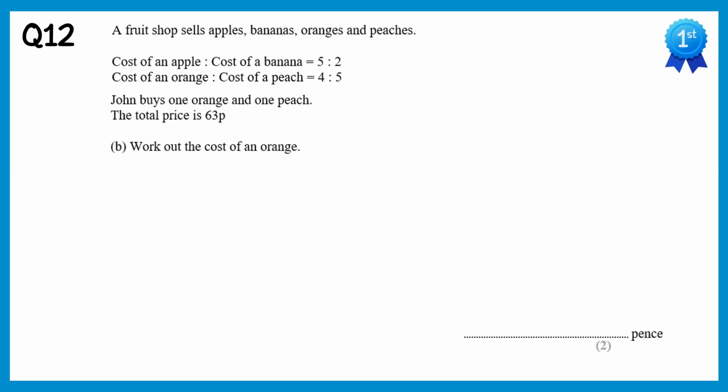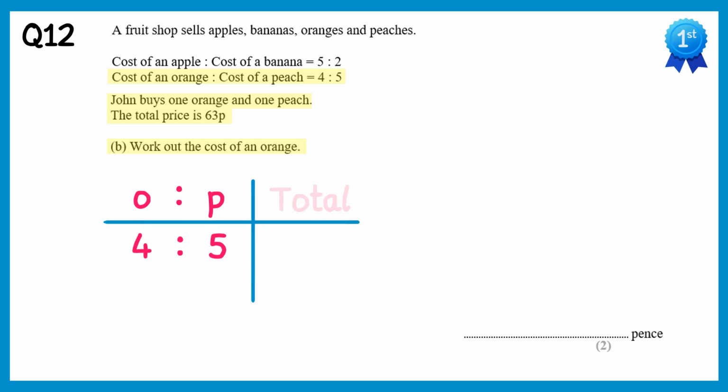For the second part of this question, we're told that John buys 1 orange and 1 peach, and we're told the total price for that is 63 pence, and we've been tasked with finding the cost of 1 orange. So we've got a ratio for orange and peach in the question that's 4:5, so let's write that down. We've got orange to peach is 4:5, and since we're dealing with the total price, we're going to create a total column. So the total number of parts in this question is 4 parts for orange and 5 parts for peach, that's 9 parts in total.